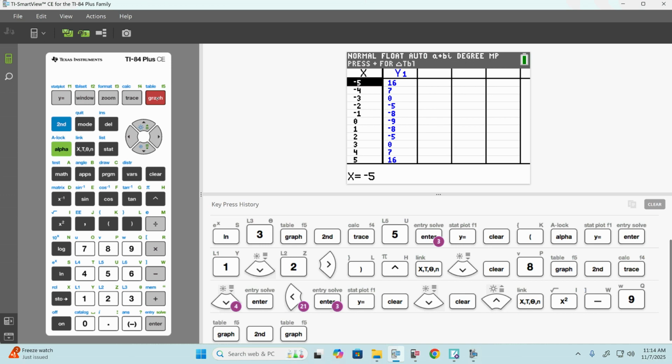Now, again, when we look at this here, we're looking for what values of x make the y value be 0. And there's two of them. We have one at -3 and we have one at +3.